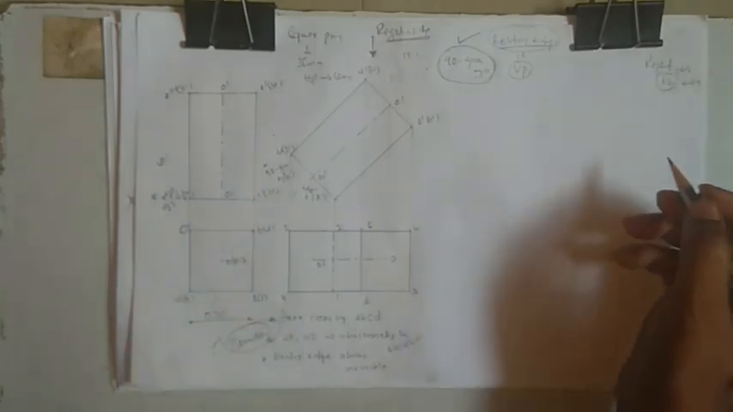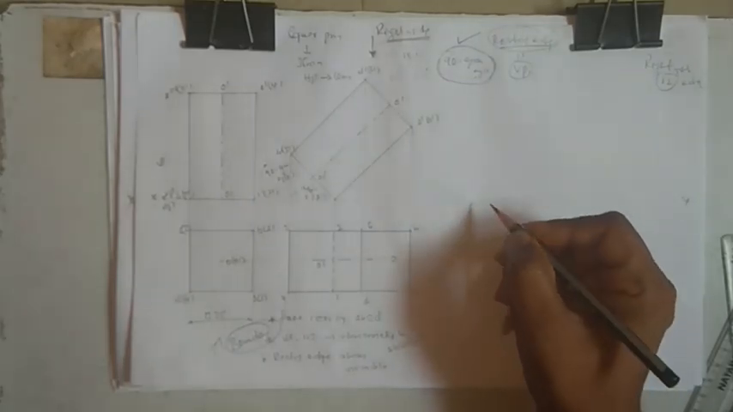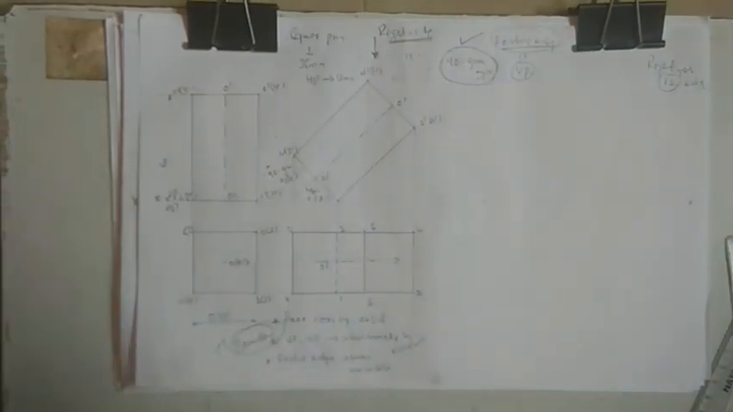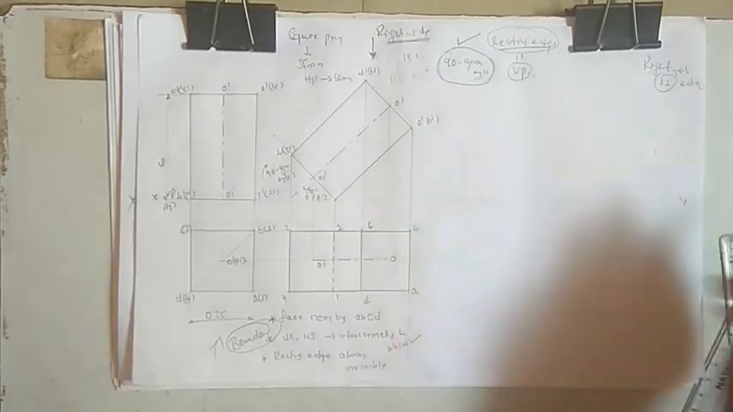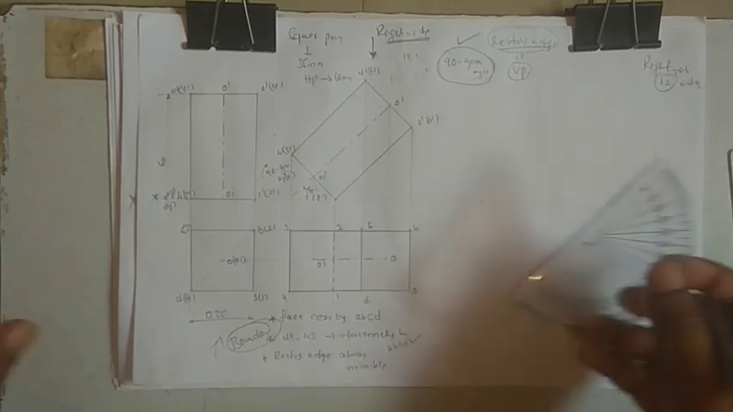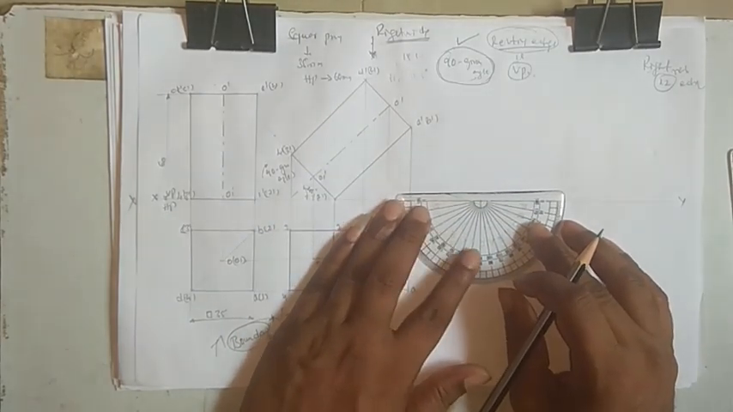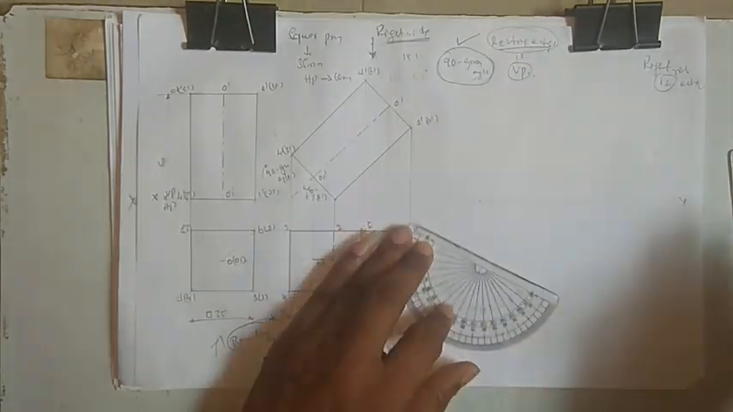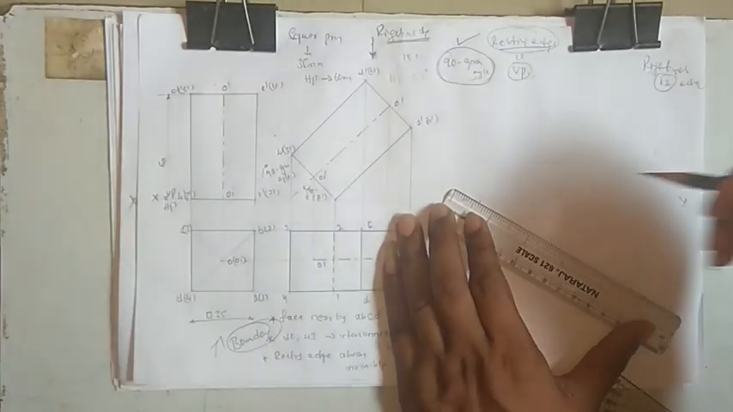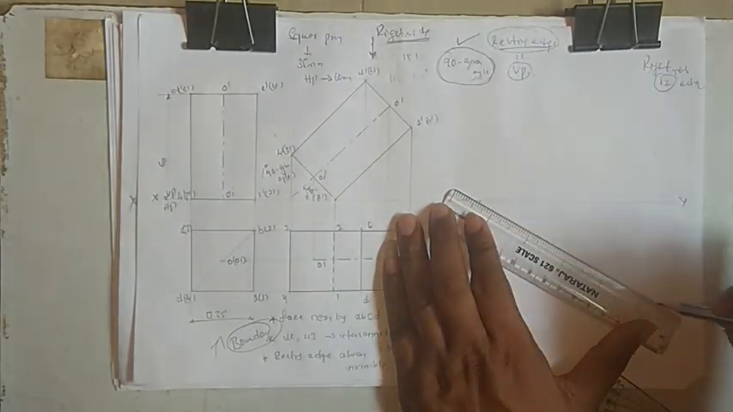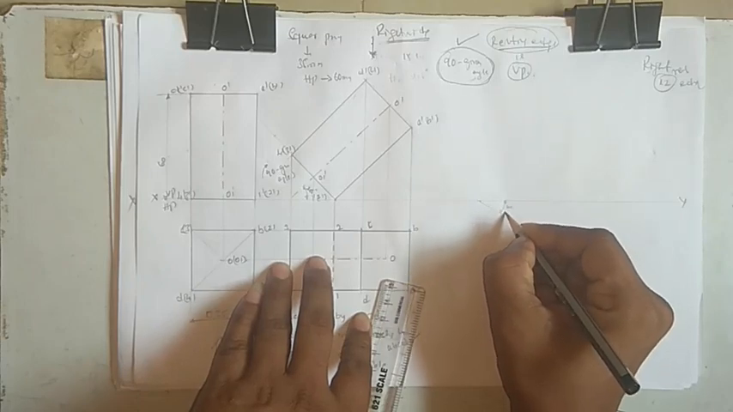Now it's 30 degree. Take any point from here. Now it is 30 degree. You just take anywhere here and take a 30 degree line. Just drop a line downward. So we'll write this is 30 degree.